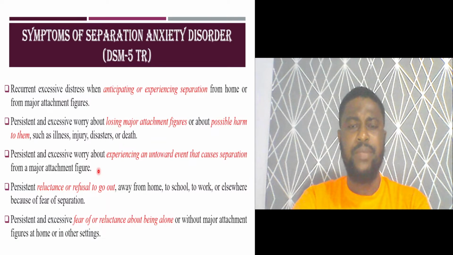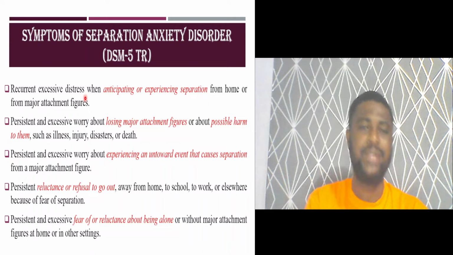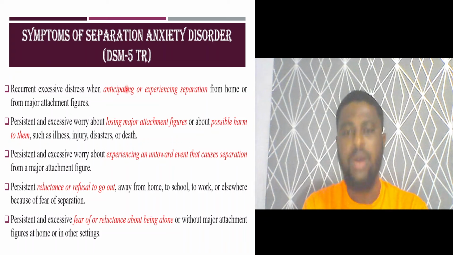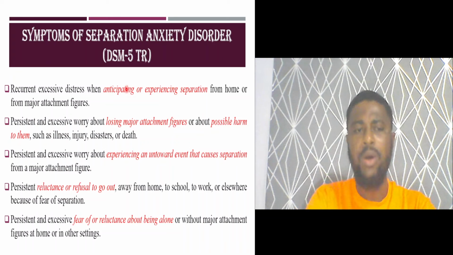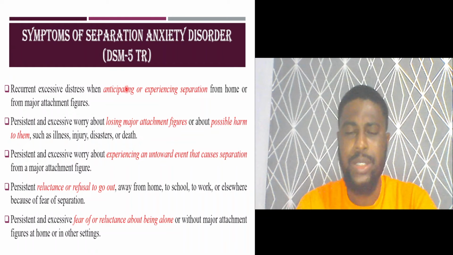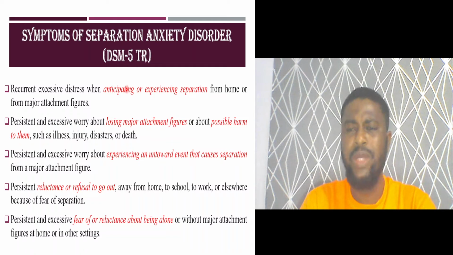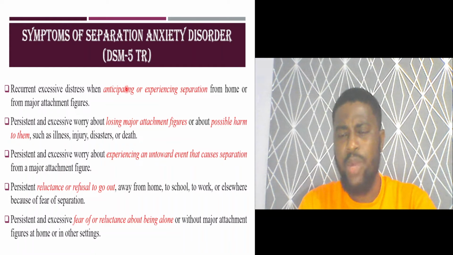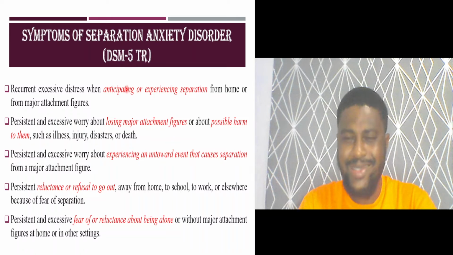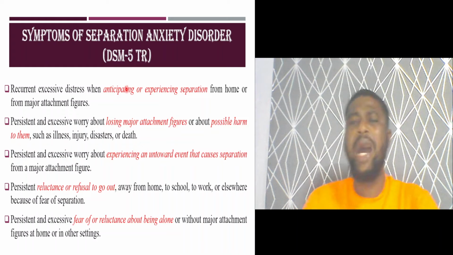So what are some of the key symptoms? Number one, there is recurrent excessive distress when anticipating or experiencing separation from home or from major attachment figures. So if it's a child or an adolescent, going to school is always a source of distress to them, because they are being separated from the house where they feel more secure, or more comfortable. So anytime they are taken away from home, it doesn't take long before they feel homesick or they fall sick, get ill, because they are away from home.